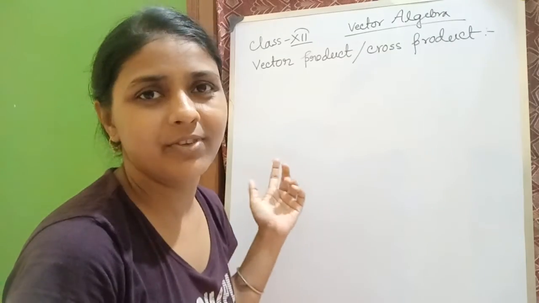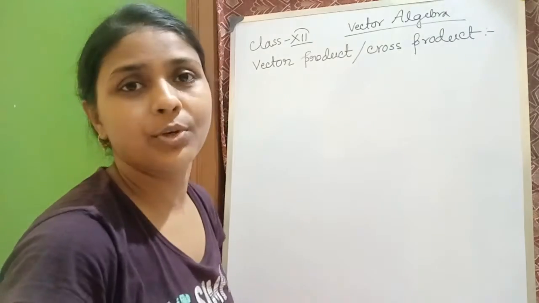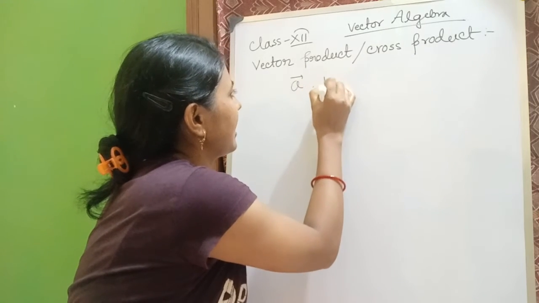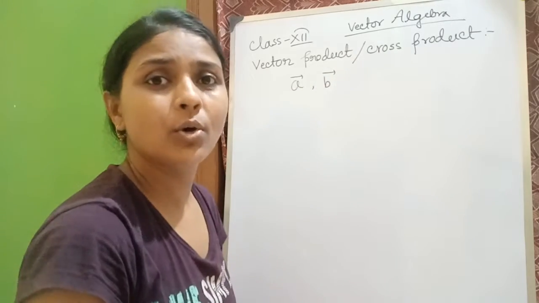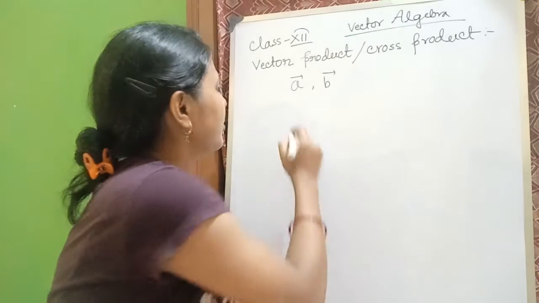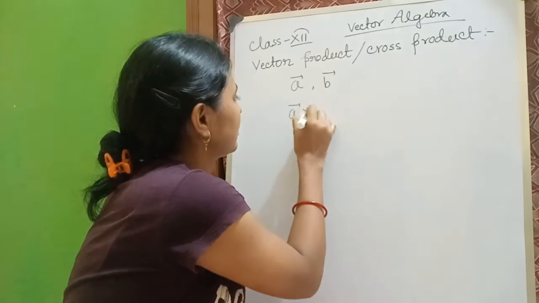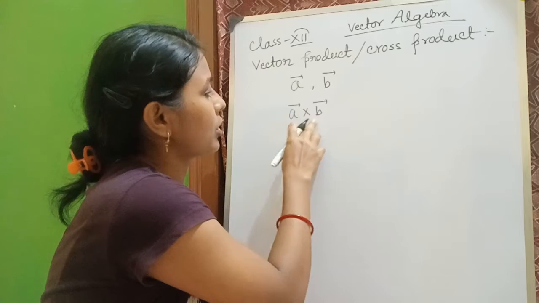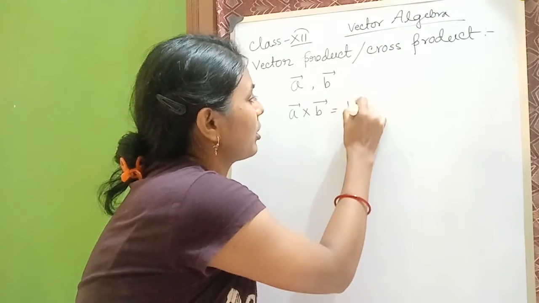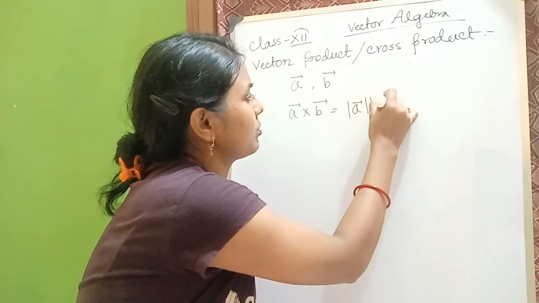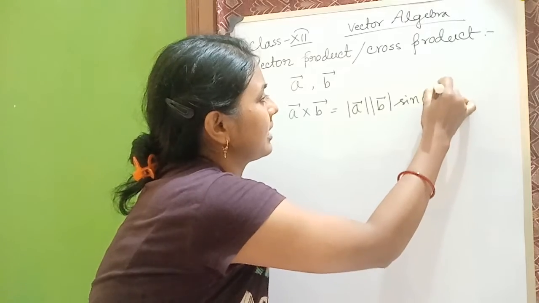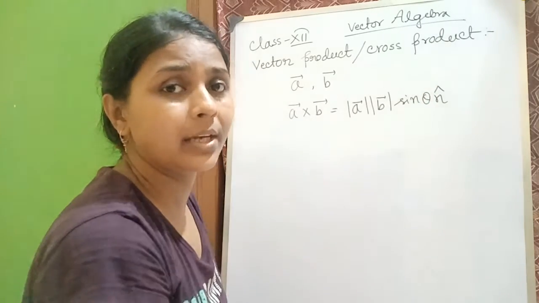So let's start today's video. Vector product or cross product, we need two vectors for that. Suppose two non-zero vectors, A vector and B vector. Their vector product will be defined as A vector cross B vector. This is the notation. A vector cross B vector is equal to modulus of A vector into modulus of B vector into sin theta into n cap.